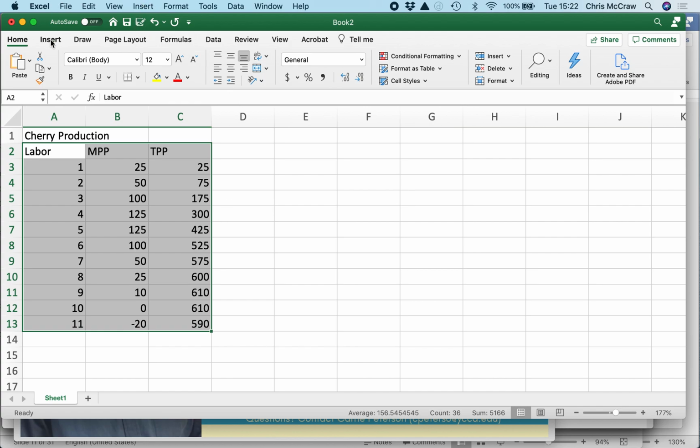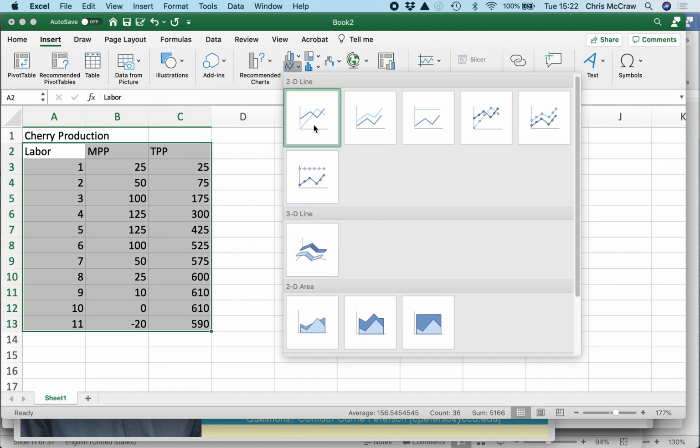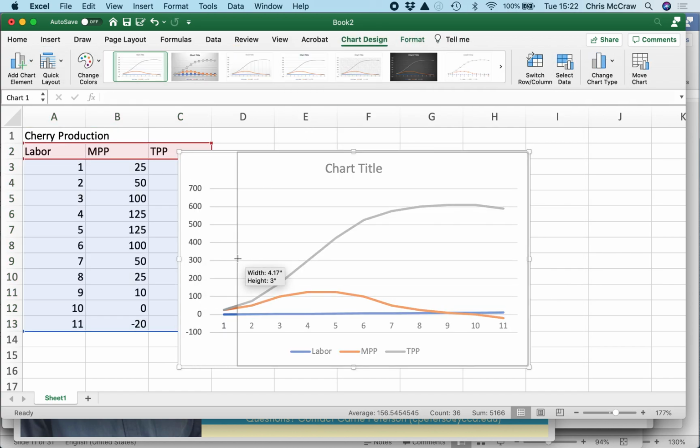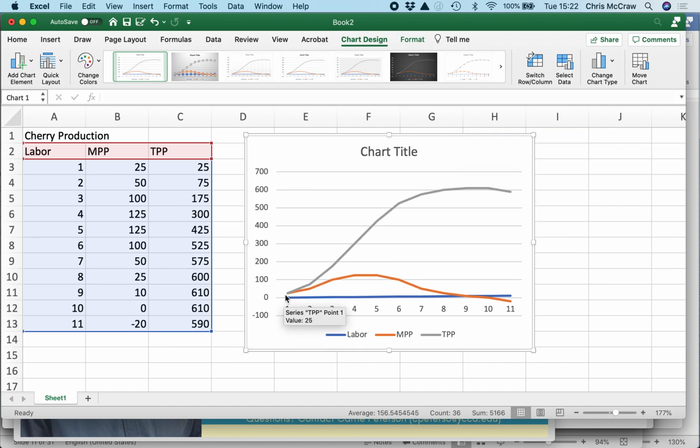If I came through and I created a quick bar graph, we could see here that the total physical product goes up over time until the very, very end, and it began to go down. And the marginal physical product went up, and then it began to go down as well. As we added more and more people, our product went down. And that is a demonstration of the law of diminishing marginal returns.